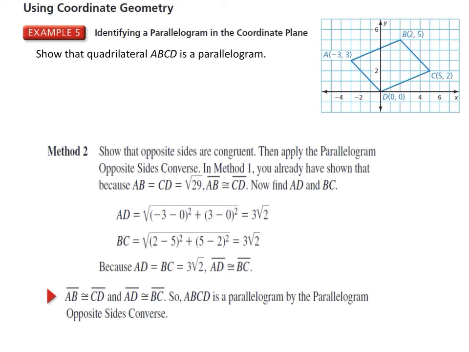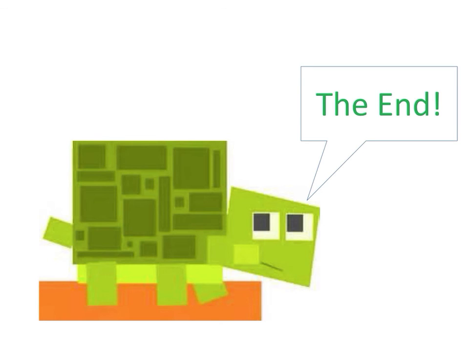And we get for the length of AD is 3 square root of 2. Do the same thing, plug into the distance formula to find the length from B to C, and we discover that the length from B to C is 3 square root of 2. So because AD equals BC, which equals 3 square root of 2, we can conclude that segment AD is congruent to segment BC. So since both pairs of opposite sides are congruent, we showed in the first method one set of opposite sides congruent. Here in the second method, we showed that the second pair of sides are congruent, so quadrilateral ABCD is a parallelogram by the parallelogram opposite sides converse.